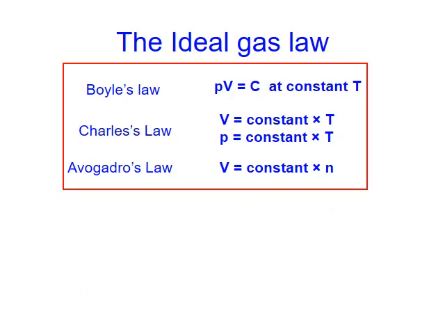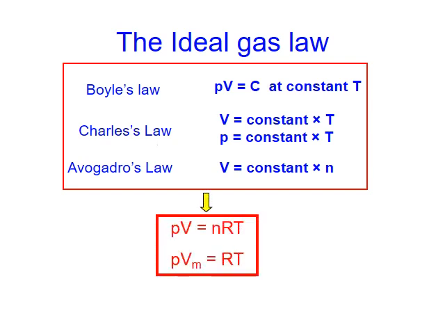We have introduced the individual laws, including Boyle's law, Charles's law, and Avogadro's law. When we combine all these individual laws, we get the ideal gas law, which says PV equals nRT. If we divide by number of moles on both sides, then the right side becomes RT. The left side, V divided by n, is the molar volume, the volume per mole. So we have another way to write the ideal gas law, that is P V_m equals RT. In this equation, there's no number of moles.